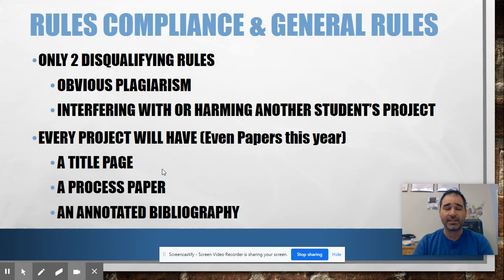There are only 2 things that will disqualify a project. One is obvious plagiarism. That includes self-plagiarism. They're not allowed to use a project they've used in the past. And the other is interfering or harming another student's project, but we don't really have to deal with that this year since we're all virtual.